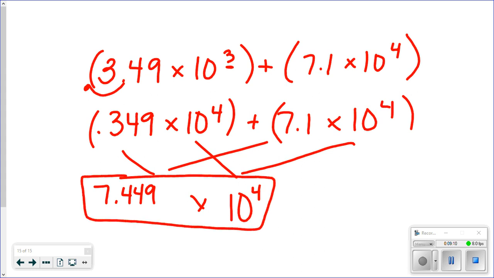Woo! There you go. You just did it. You computed with scientific notation. So taking some really, really big numbers and adding them in the scientific notation format so you didn't have to work with huge stuff on your paper.